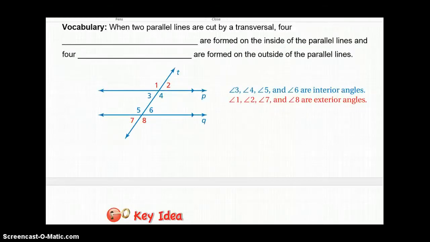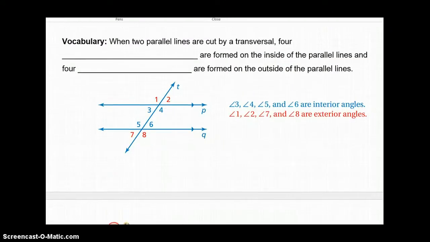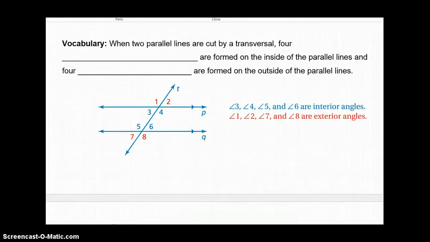The next part, one more vocabulary, this is the last section. When two parallel lines are cut by a transversal, 4 interior angles.